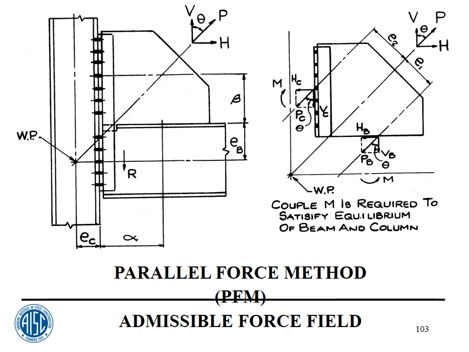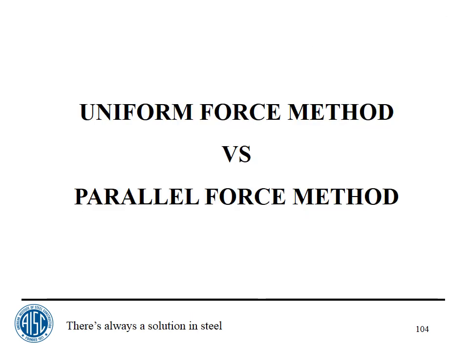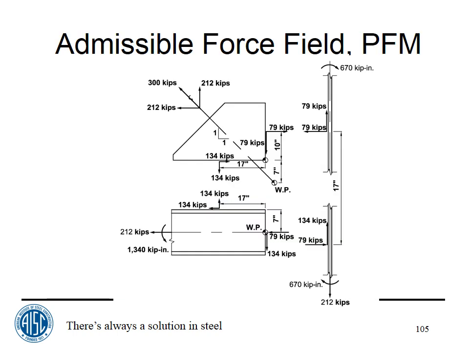Well, the parallel force method, which is a perfectly good method. However, it's not universal. It doesn't work really good for column webs. Oh, but let's look at it. This is the admissible force field for the parallel force method, which is a method we'll discuss in some detail in the next session. The problem with it is I get 79 kips in this particular example, normal to a web. And that really is hard to carry on a web.